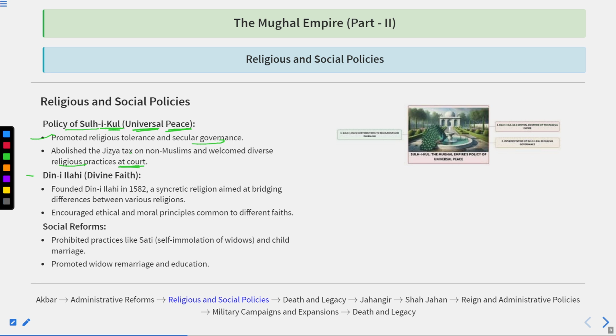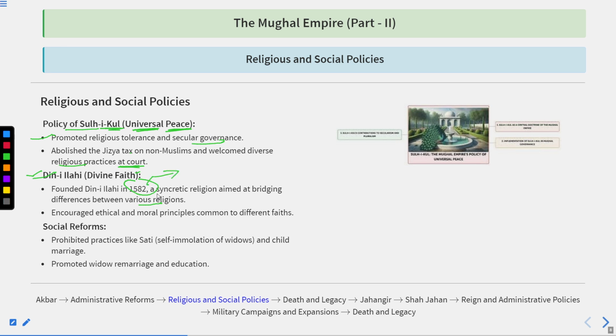He also established a religion known as Din-i-Ilahi, which encouraged the ethical and moral principles common to different faiths. In 1582, he established Din-i-Ilahi, a syncretic religion aimed to bridge differences between various religions. This religion was adopted by 19 people, and the first person who adopted Din-i-Ilahi was Akbar himself, and the first woman was his mother, Hamida Bano Begum.